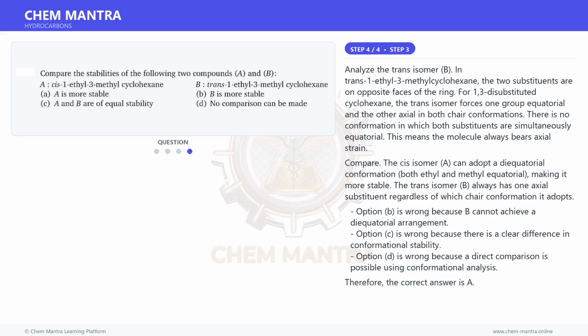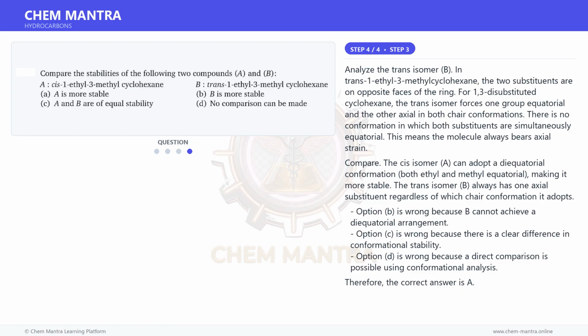And for the final step, analyze the trans isomer B. In trans 1-ethyl-3-methylcyclohexane, the two substituents are on opposite faces of the ring. For 1,3 disubstituted cyclohexane, the trans isomer forces one group equatorial and the other axial in both chair conformations. There is no conformation in which both substituents are simultaneously equatorial. This means the molecule always bears axial strain.